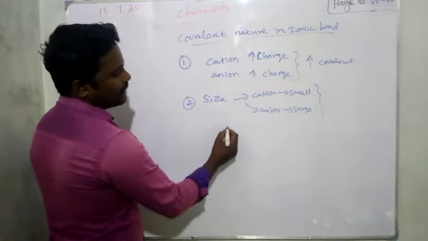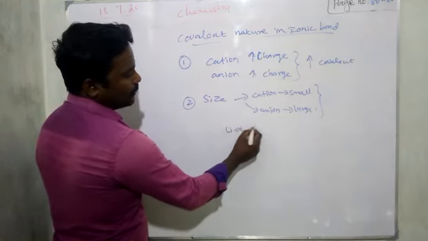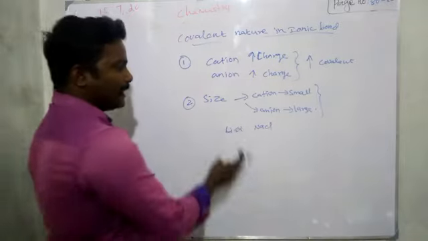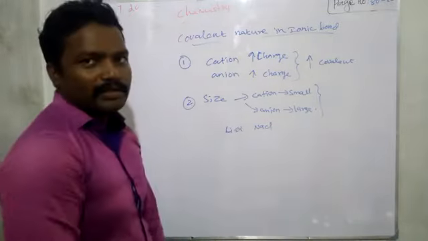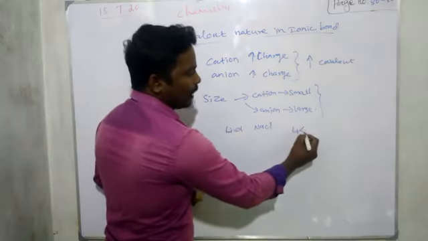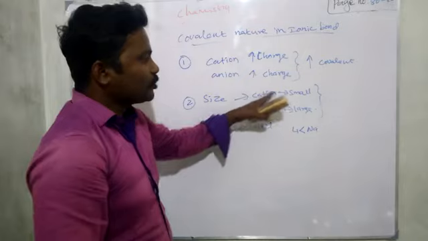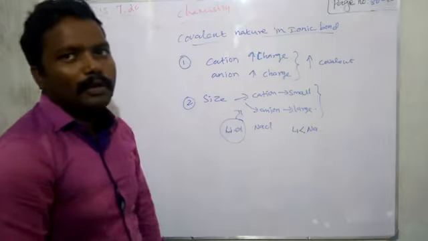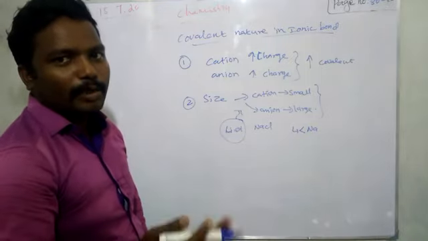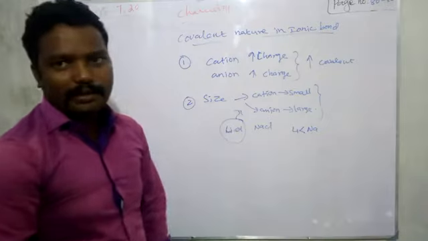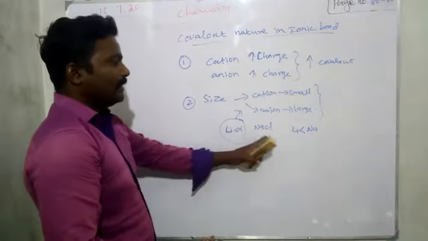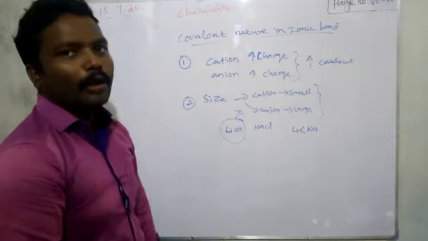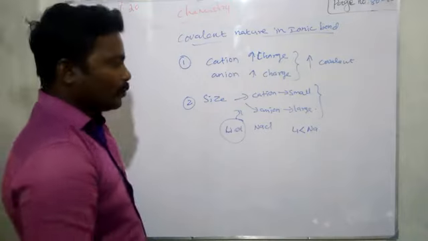For example, we will see lithium chloride, LiCl, and sodium chloride, NaCl. If you compare the size, lithium has a smaller size and sodium has a larger size. The one with smaller size will have more covalent character, so lithium chloride will have more covalent character. We didn't discuss anion size because both have the same anion, so the size is the same. Only the polarizing ability depends upon lithium or sodium. So lithium chloride has more covalent character. That's why it is soluble in water.